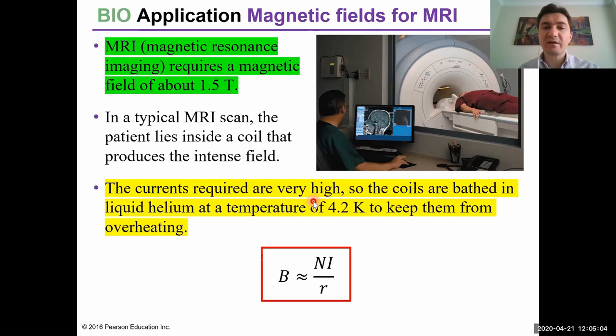And for this reason, they are bathed in liquid helium at a temperature of 4.2 Kelvin to keep them from overheating. Actually, what is this temperature? 4.2 Kelvin. If you convert that temperature from Kelvin to degrees Celsius, it is around minus 270 degrees Celsius, okay, 4.2 Kelvin. This is the temperature of liquid helium. This temperature is also required to cool the coil wires to make them superconducting. And many superconducting materials become superconducting, or earn superconducting properties, below that temperature, which we have discussed in the previous chapters.